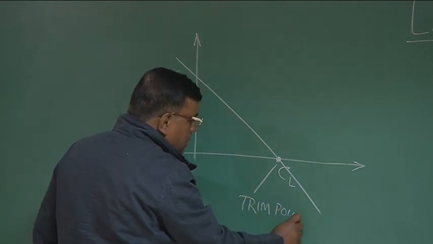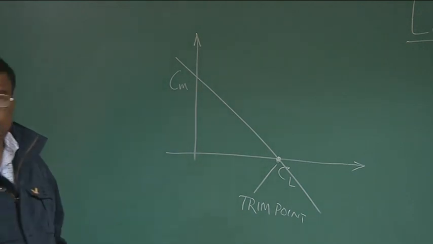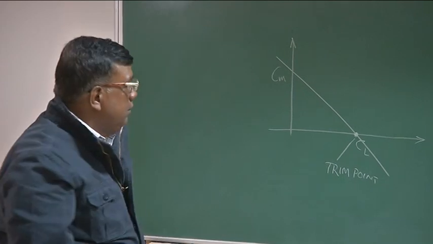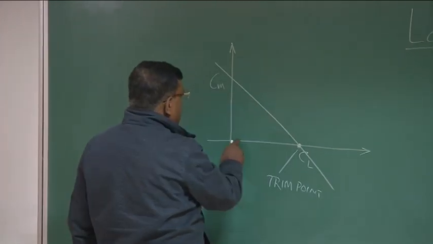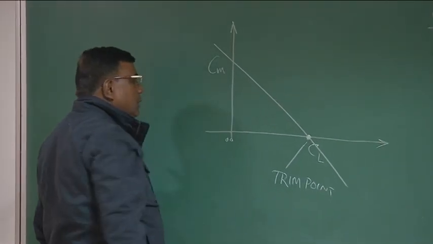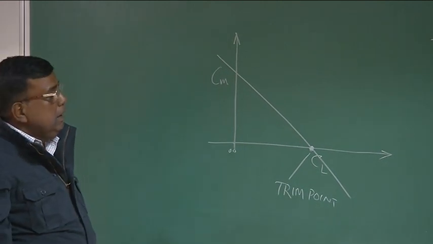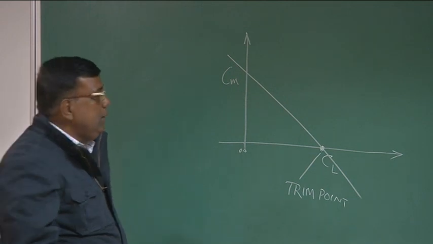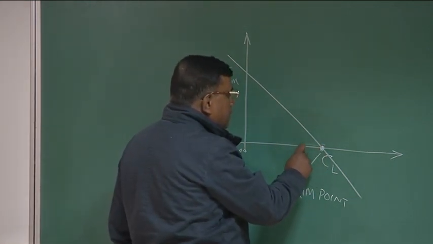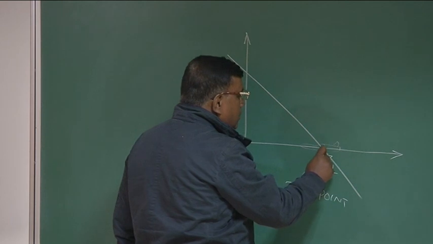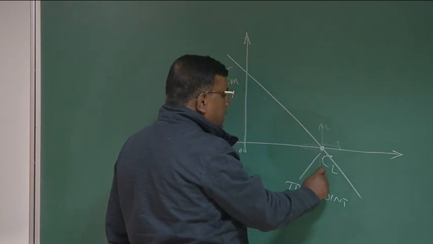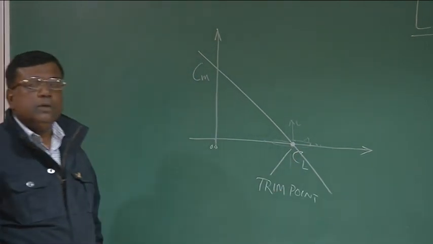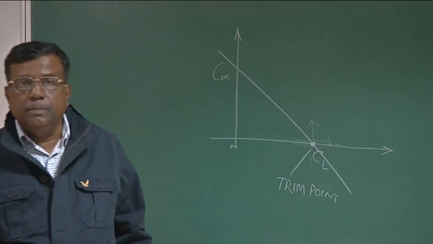This is the trim point, the equilibrium point, that is net force and moments are 0, and you could see from here Cm is 0. One of the examples is, let's say, the airplane is cruising. So what is happening? Lift equal to weight, thrust equal to drag, and net moment is 0. So cruise is also a trim point, right?